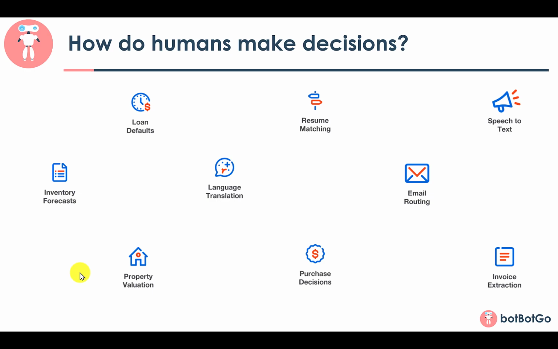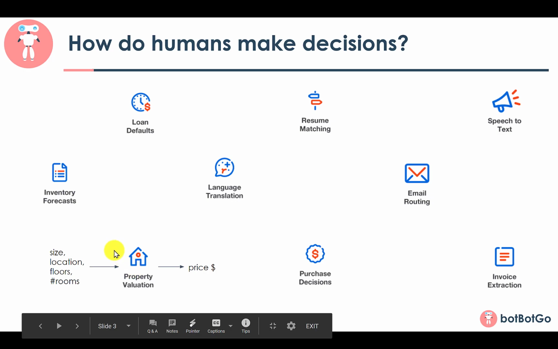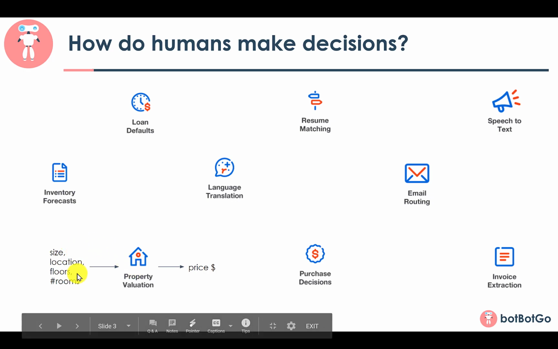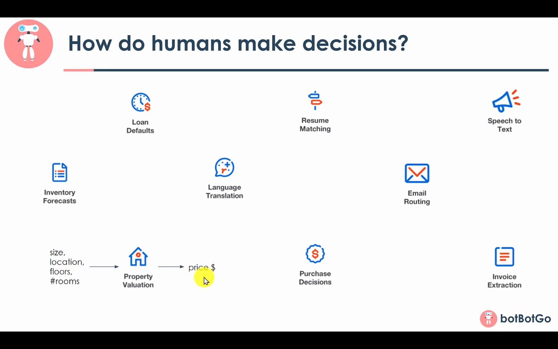So let's just consider in case of property valuation, one input that you might need is the size of the property, also the location, the number of floors or the number of rooms. And with this data, you would be able to estimate a price that you want to pay for this particular property. The type of machine learning that you would be using in this case is called supervised learning, and it is based on regression.